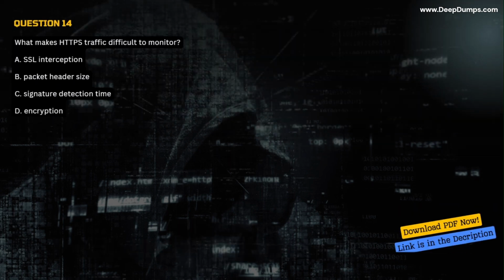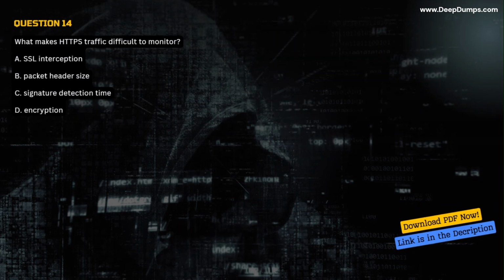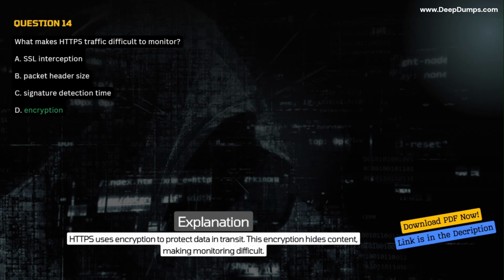Question 14. What makes HTTPS traffic difficult to monitor? A. SSL interception. B. Packet header size. C. Signature detection time. D. Encryption. Correct answer D. Encryption. Explanation. HTTPS uses encryption to protect data in transit. This encryption hides content, making monitoring difficult.